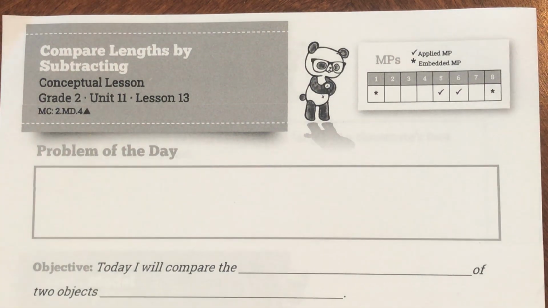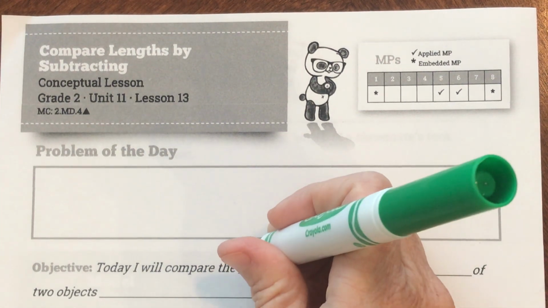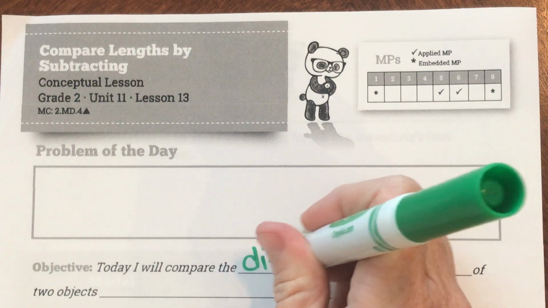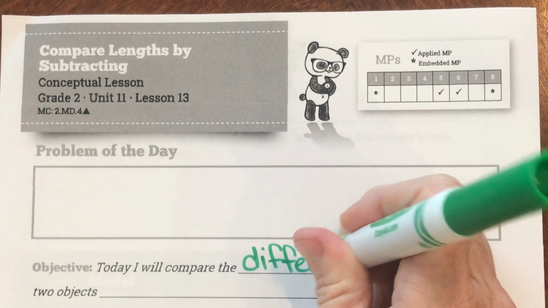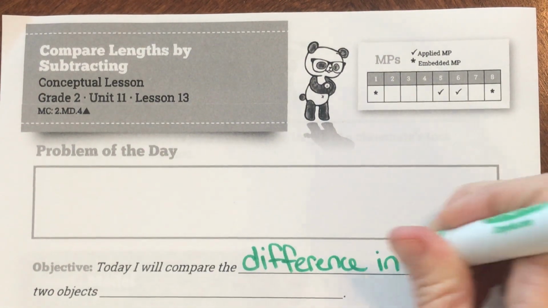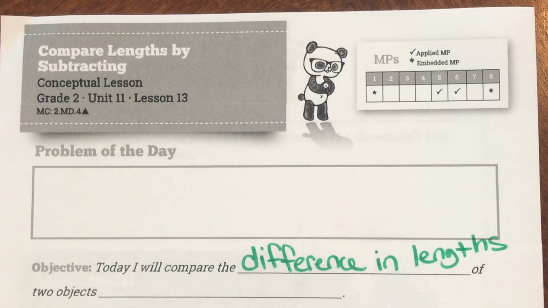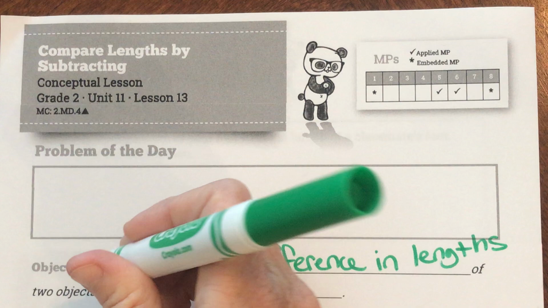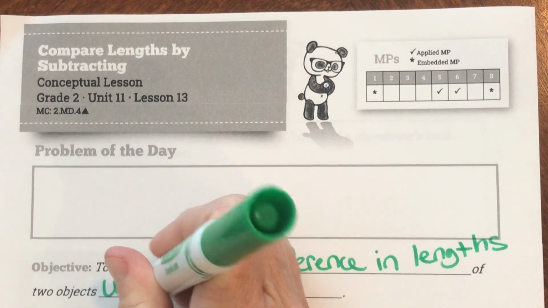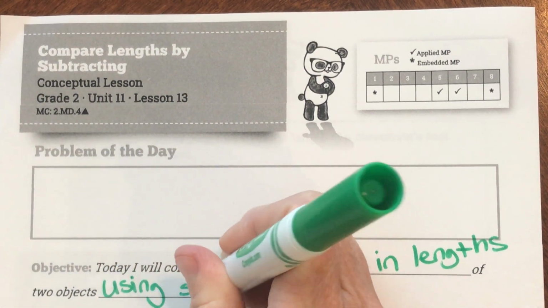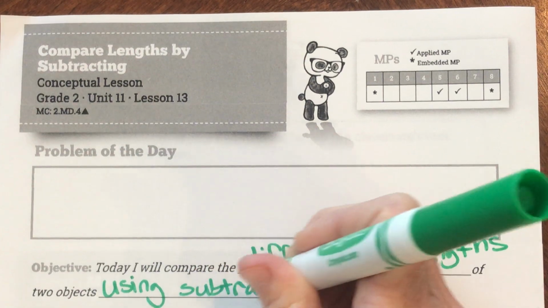And our goal today, or our objective today, is: today I will compare the difference in lengths of two objects using subtraction.